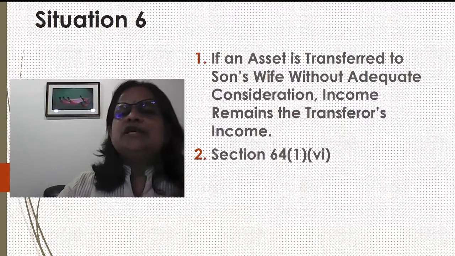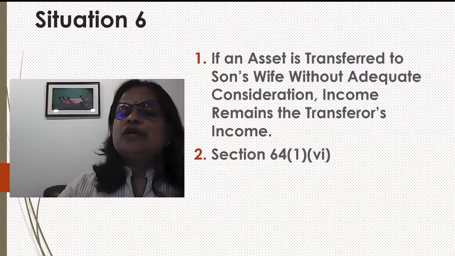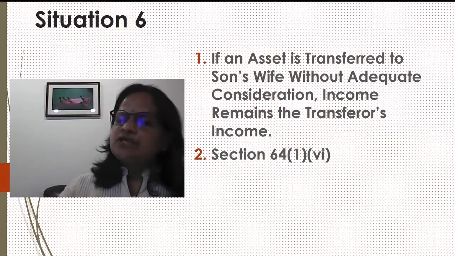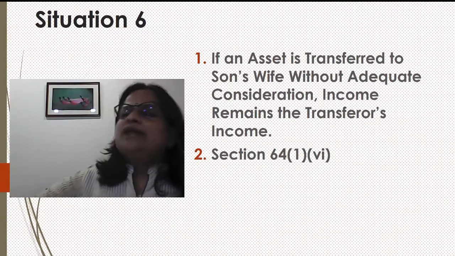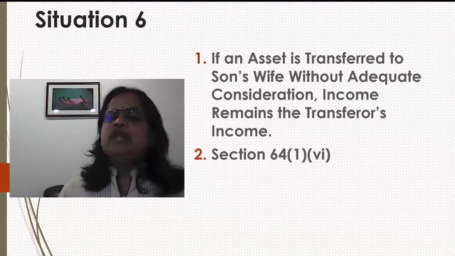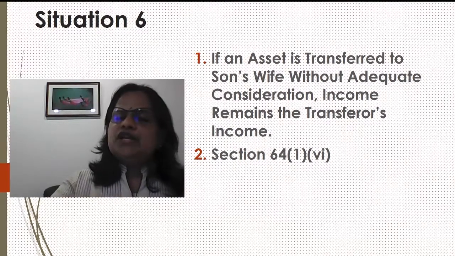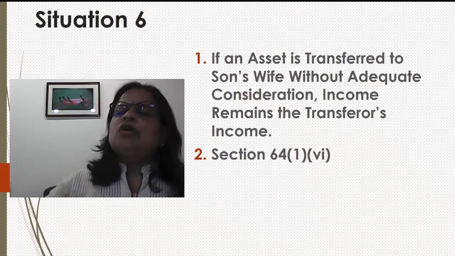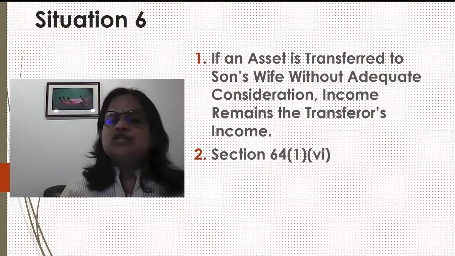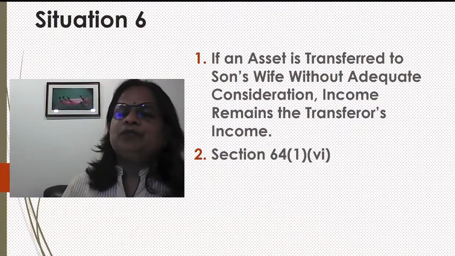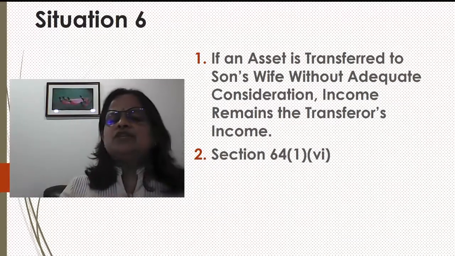Now situation 6: if an asset is transferred to son's wife without adequate consideration, income remains the transferor's income. So here also the taxpayer will try to do this to the spouse or son's wife. If son's wife is not working, not earning an income, she will not come into the tax liability. Imagine father-in-law is having so much income. He has to pay huge tax. So what will he do? He will try to transfer some asset just for namesake, to avoid the tax payment, to the spouse's name or to the son's wife's name. So in that case also, whatever asset is transferred to son's wife without adequate consideration, it will remain the income of the transferor itself.